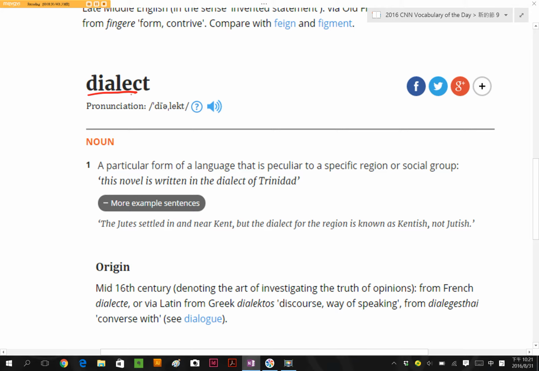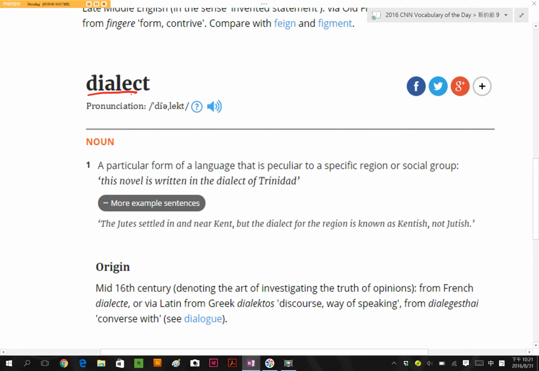Dialect. Noun: a particular form of a language that is peculiar to a specific region or social group. This novel is written in the dialect of Trinidad. The Jutes settled in and near Kent, but the dialect for the region is known as Kentish, not Jutish.